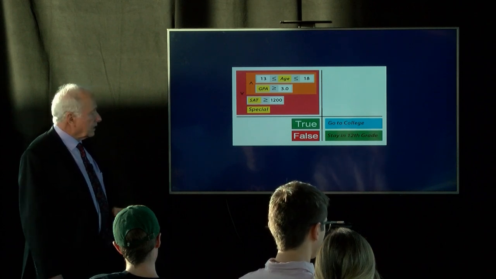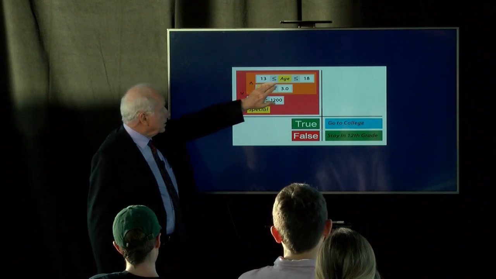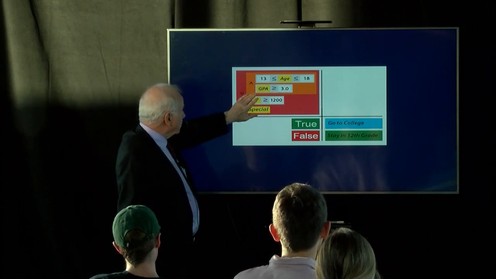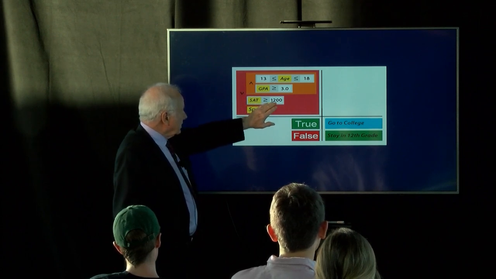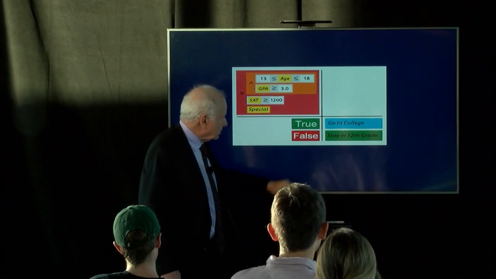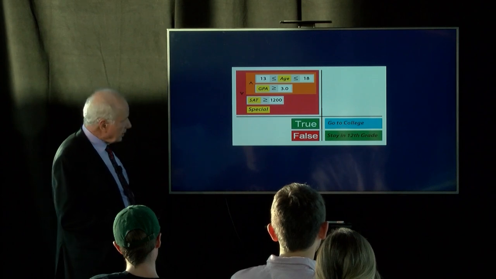And here's sort of putting ands and ors together. Here we're saying if you're a teenager, grade point average is a 3.0 or more, or your SAT is above 1200, or you're special, you're true, you go to college, or false, you stay in the ninth, stay in the 12th grade.